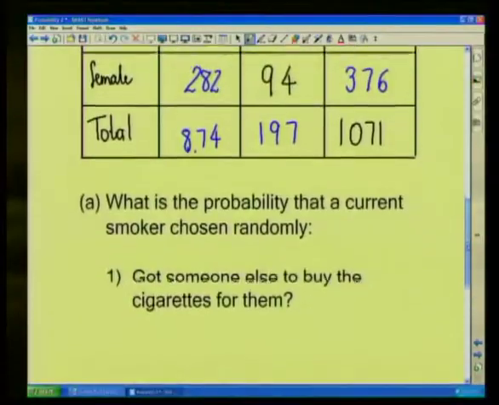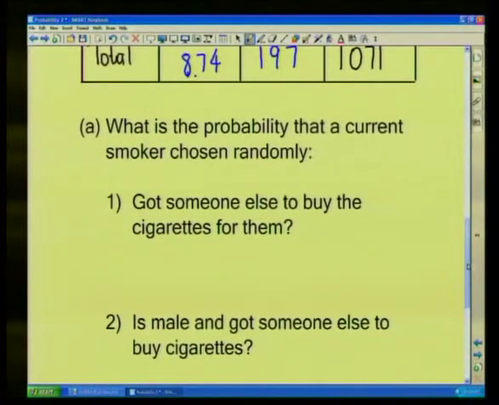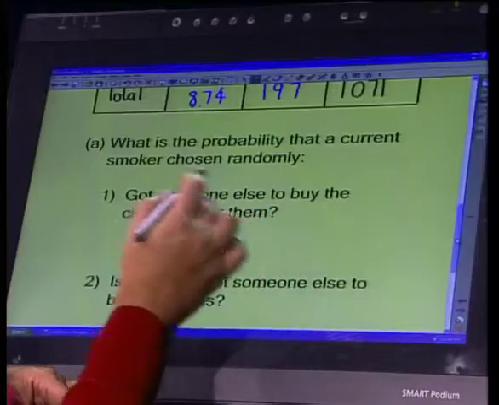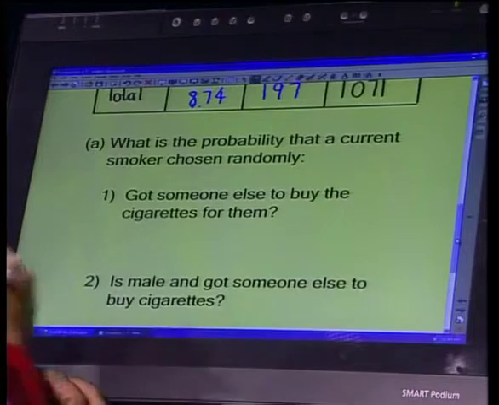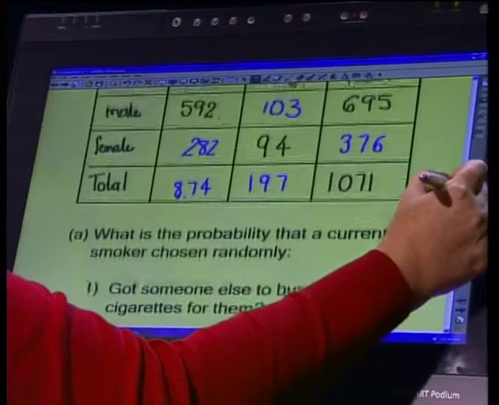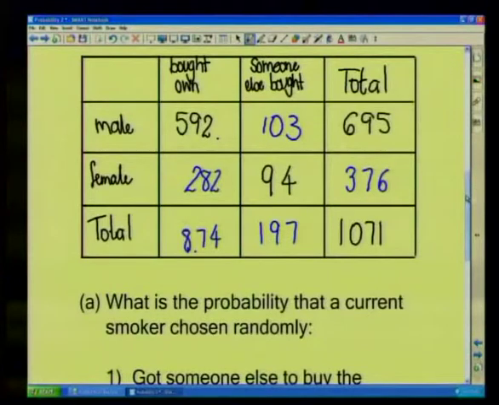Right, now that again is the easy part. Now they start asking you questions to do with probability. So let's have a look and see if we can figure out what they're actually asking us. What's the probability that a current smoker chosen randomly, in other words, chosen out of a hat or not in any specific way, got somebody else to buy their cigarettes for them. So we're now looking at the whole group. This is my whole group here.